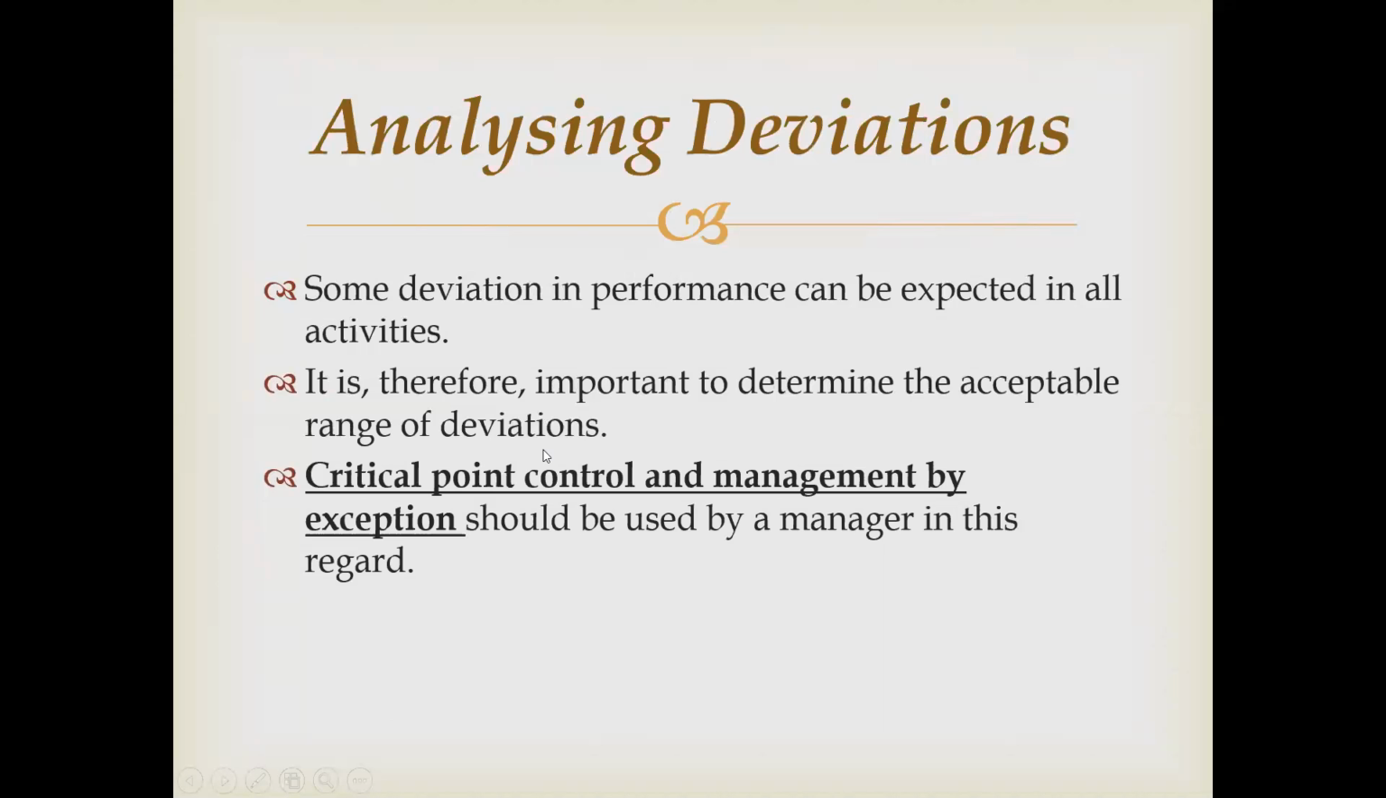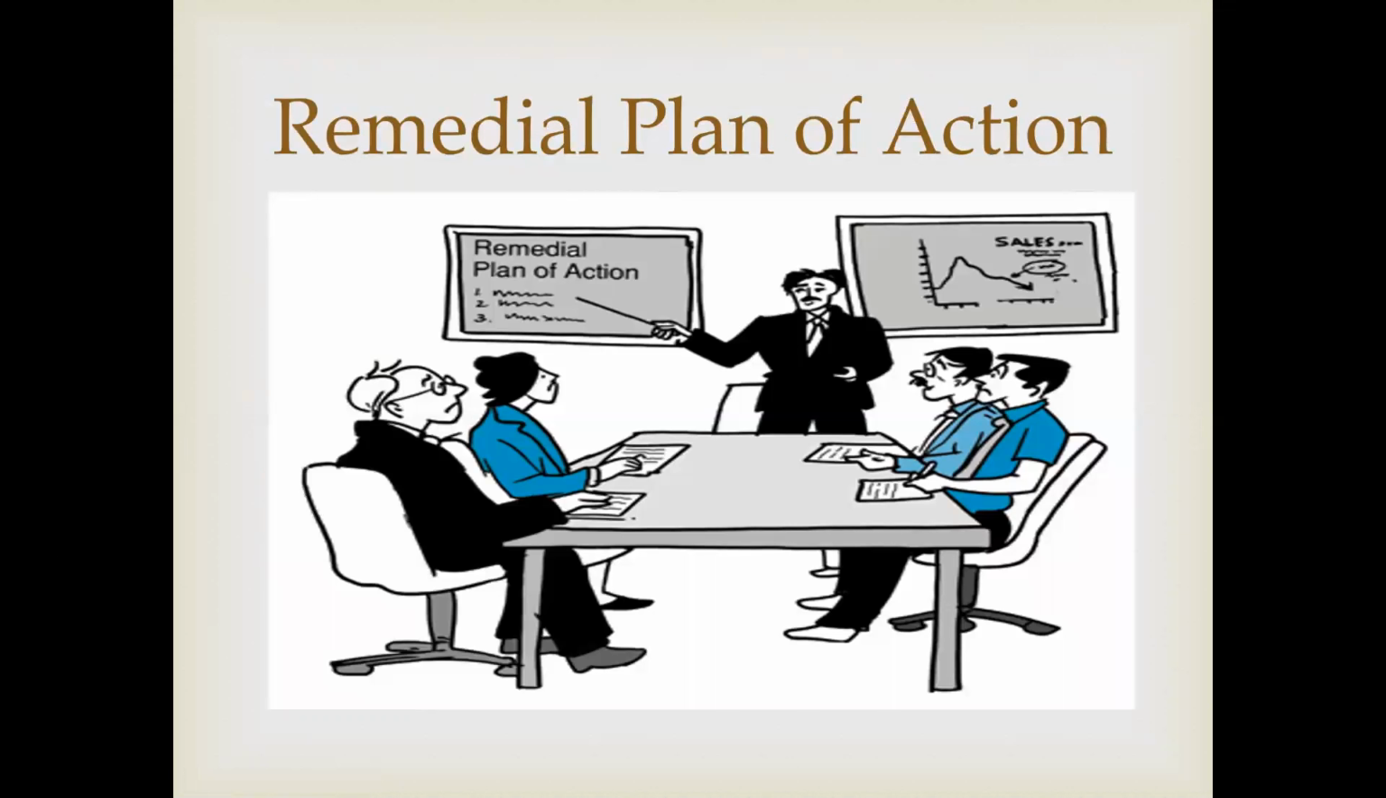तो हम पहले से deviations भी कितनी range में accepted है, that we pre-decide, and for that we use two tools: critical point control and management by exception. Both these tools are being used by a manager in this regard. Now let us understand what do we mean by these. Based upon the feedback which we get, we plan the remedial plan of action.